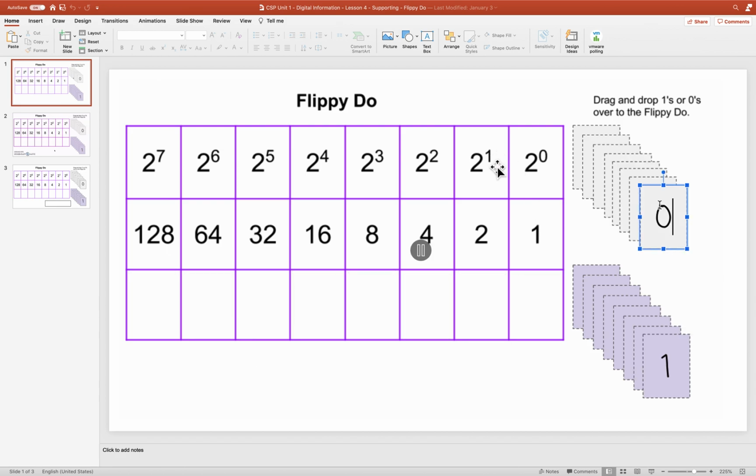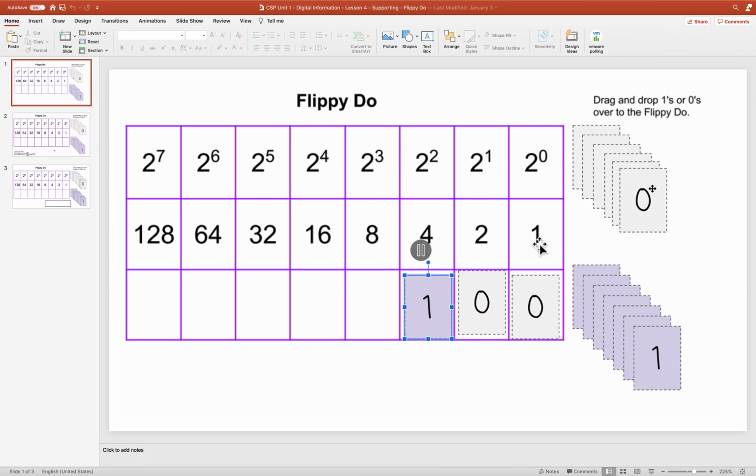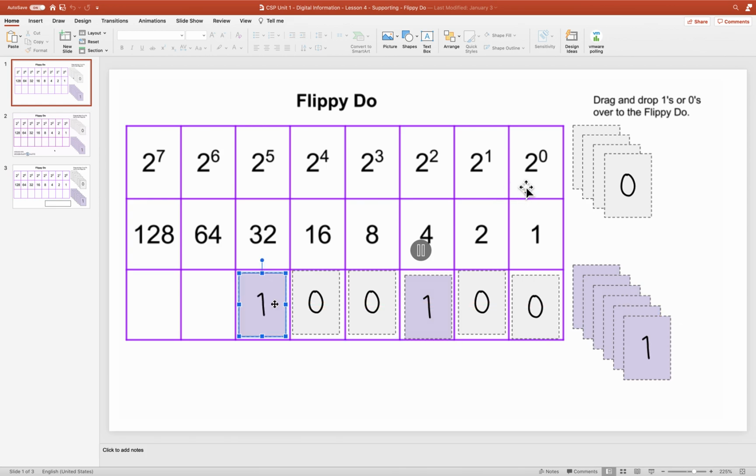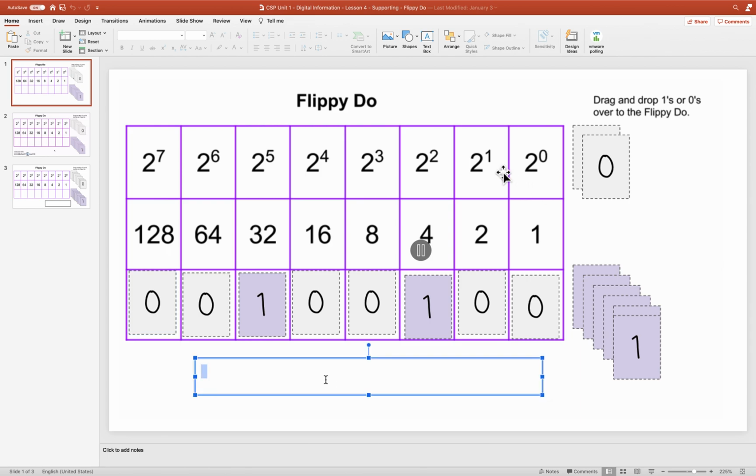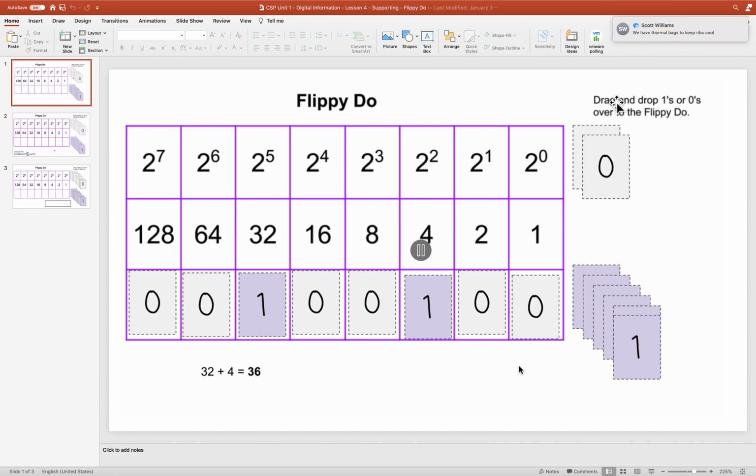2 to the power of 1 has a decimal value of 2. Then if we add more, we increase the power each time. So 2 to the power of 0 is 1, 2 to the power of 1 is 2, 2 to the power of 2 is 4, 2 to the power of 3 is 8, and so on, until we have our 8-bit wide Flippy-Do: 1, 2, 3, 4, 5, 6, 7, 8. Each position increases the power by 1, and each position still has 2 states. It can either be on or off.